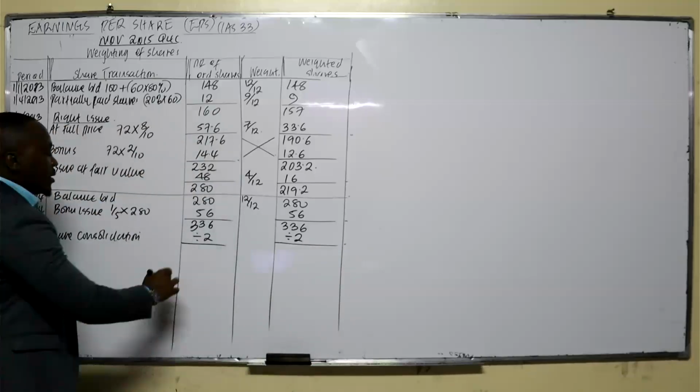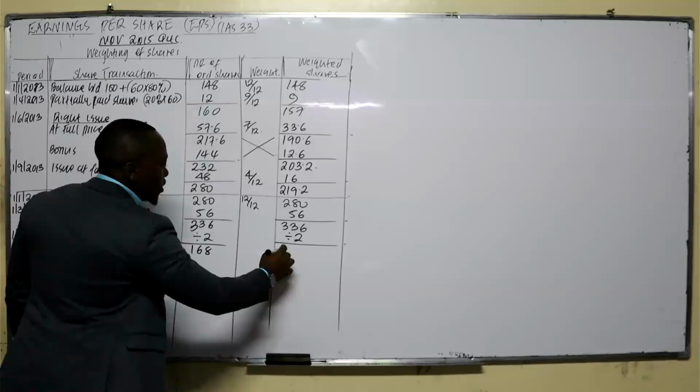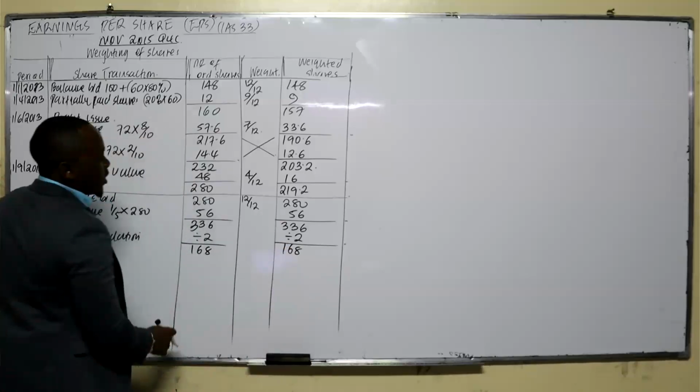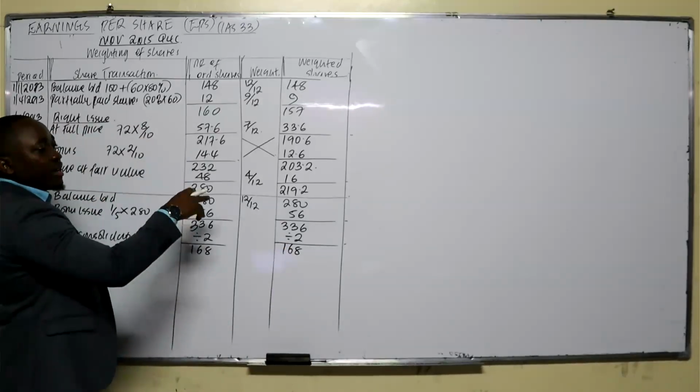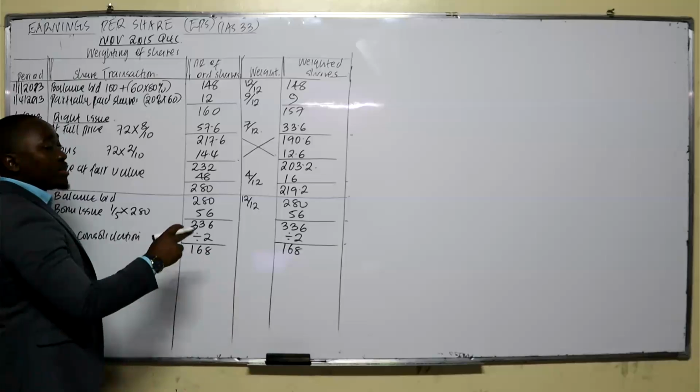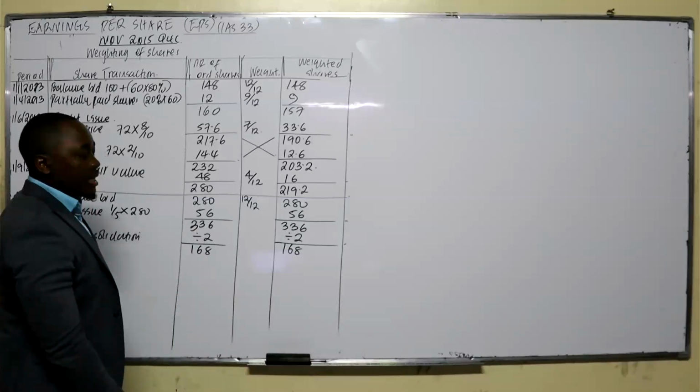You get 168. Also this one is 168. So here you had 336 shares, each at 5. Now you have 168 shares, each at 10. Good.